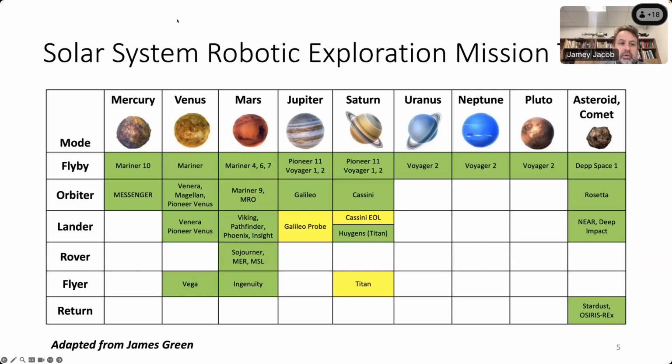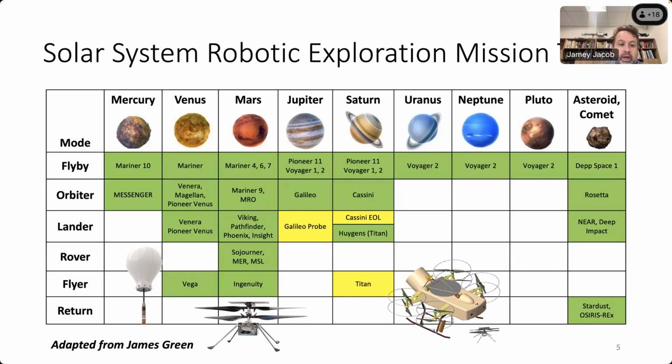Now, what you'll notice here for the exploration table, you have different systems: a flyby, an orbiter, lander, rover, flyer, or return mission. You'll notice that both Mars and Venus have had everything but rovers together. That's because Venus's atmosphere is very, very harsh. But we have put flyable systems on two of those, primarily a balloon on Venus, the Vega missions. And so that was a balloon that essentially hovered high in the atmosphere to be able to take atmospheric measurements. And then we have, of course, the Ingenuity. And I'll talk a little bit about each one of those.